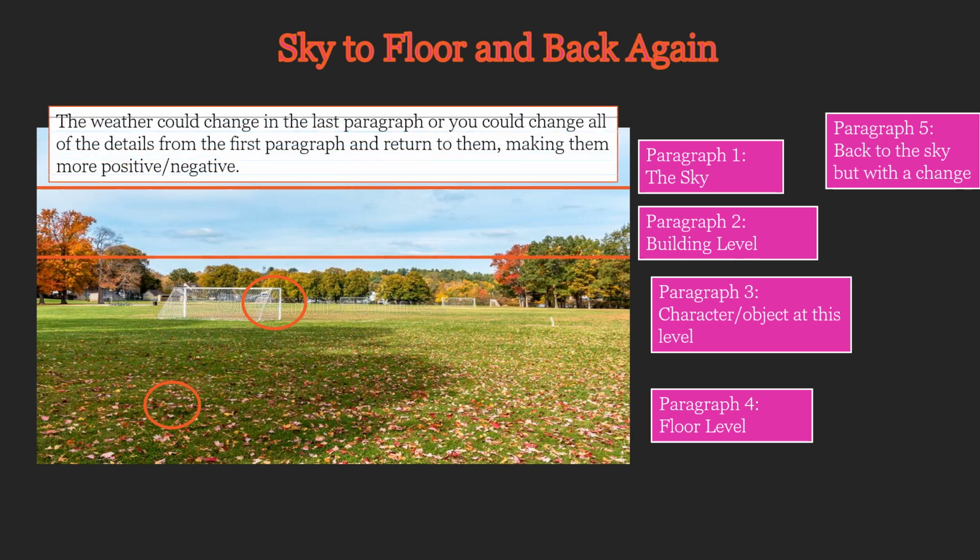And then your fifth paragraph, you go back to the sky, but you change it. So for example, if it's really positive in the beginning, it's going to be really negative at the end. If the sky is really negative and bad at the beginning, it's going to be brilliant by the end.